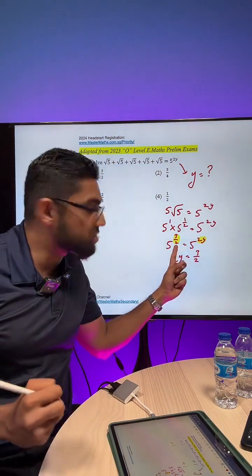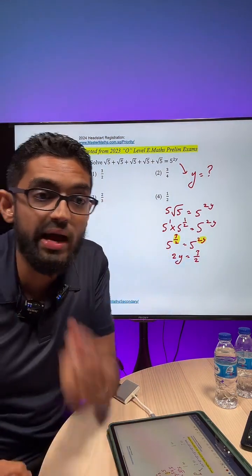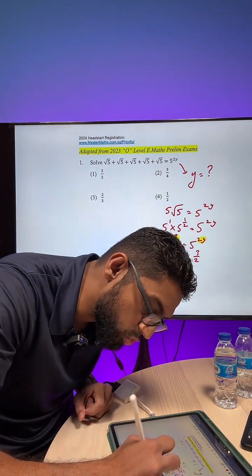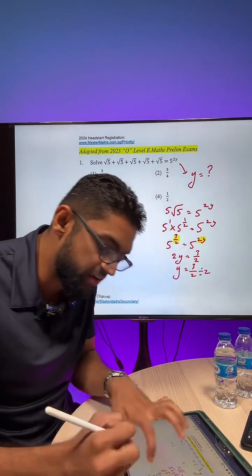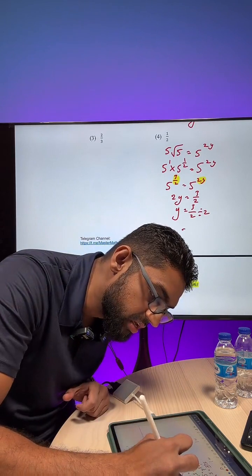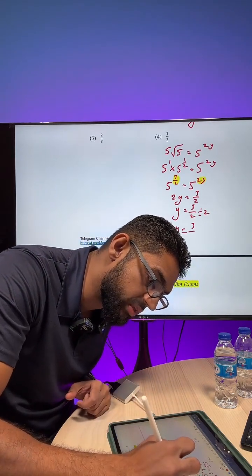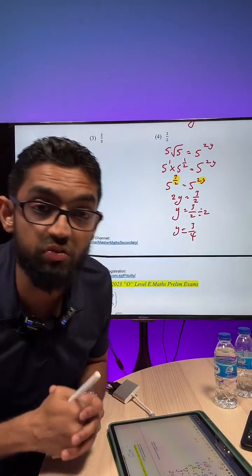So, this 2y is equal to this power here. And now we can find y. How do you find y? You divide everything by 2. So, y is just 3 over 2 divided by 2, my friends. If you press the calculator for this, you are going to get the value of y to be 3/4. Are you all okay so far?